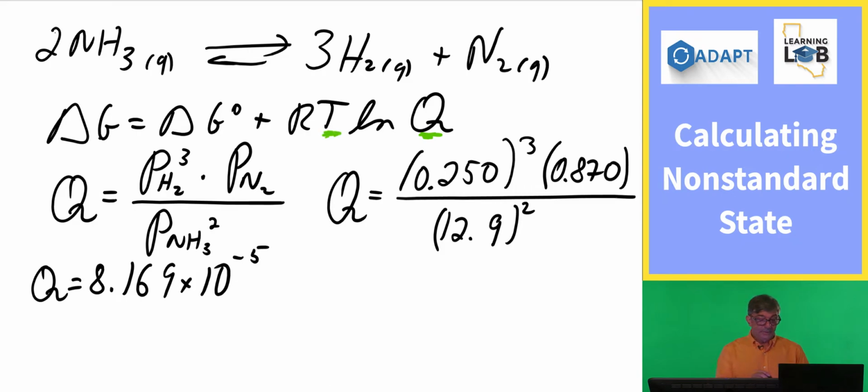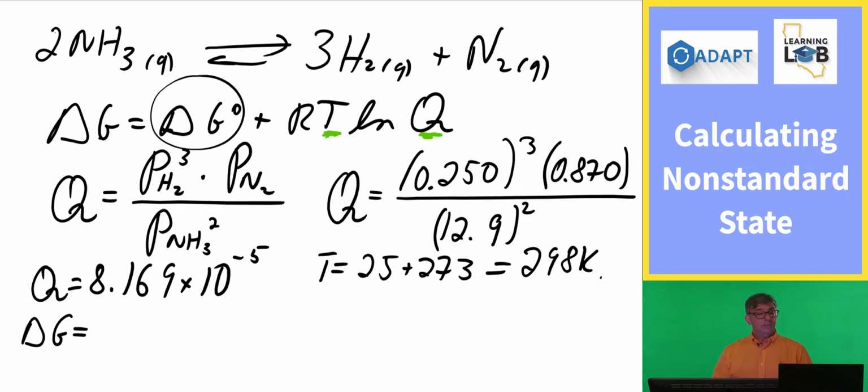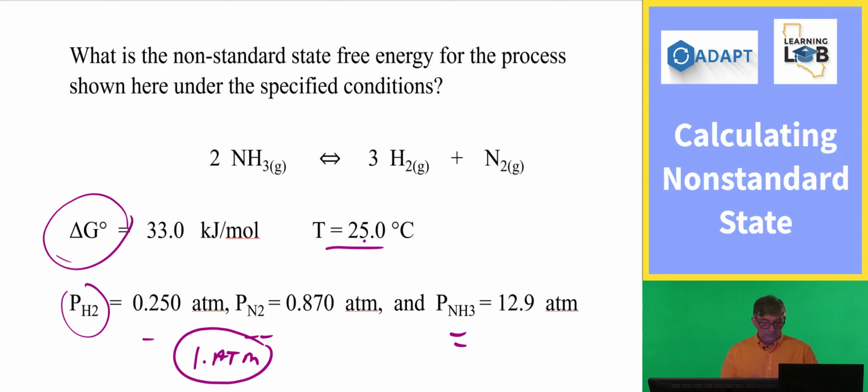Our temperature must be in Kelvin. We were given the temperature at 25 degrees Celsius, and adding 273 to it gives 298 K. We have our constant, and we were given our standard state free energy, so all we need to do now is plug in our values. We do want to track our units. Our standard state free energy was given in kilojoules, and our R constant is in joules, so we need to convert one of them so that the units match.